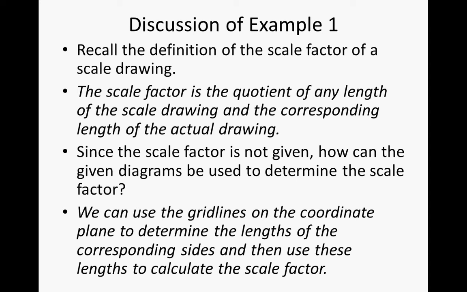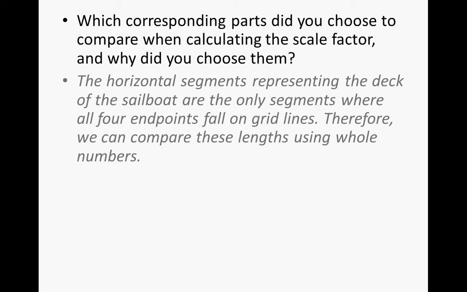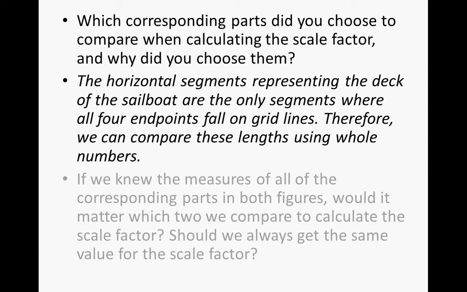So that's why we use the sails and we use the length of the boats. Which corresponding parts did you choose to compare when calculating the scale factor, and why did you choose them? Well, the horizontal segments represent the deck of the sailboat are the only segments where all 4 endpoints fall on the grid lines. Therefore, we can compare these lengths using whole numbers.